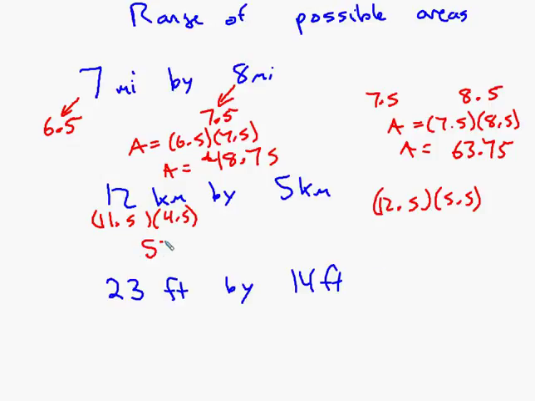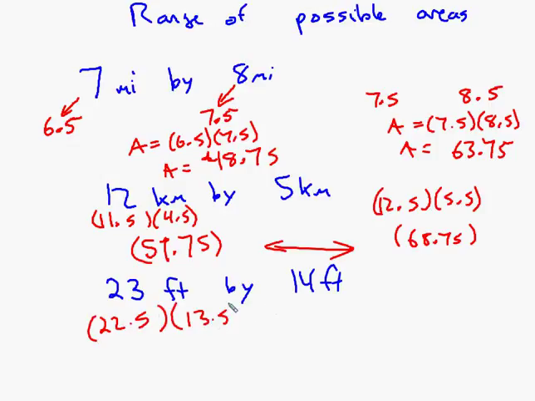51.7 is the low end, and at the high end, 68.7. We want the extra. So this is the range, right? You see what I'm saying? All right, we'll stop right there. This one, we'll just say that would be 22.5, right? And times 13.5, we won't actually do it. And at the high end, 23.5 times 14.5.